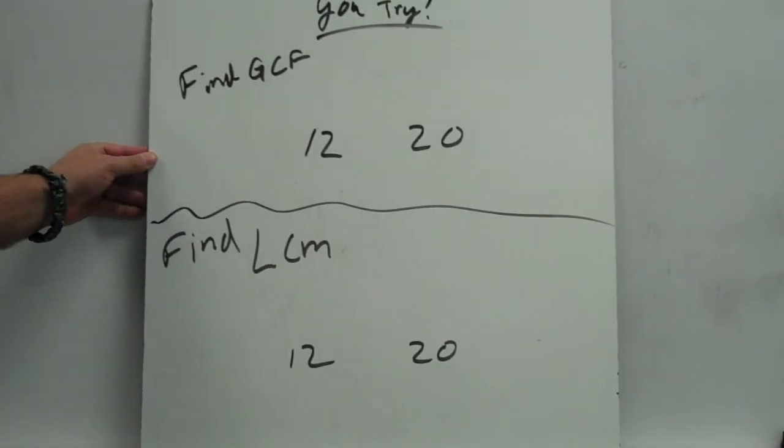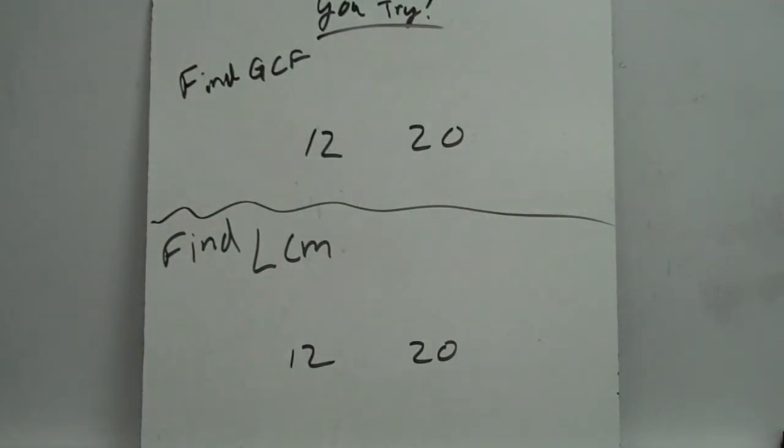Okay, let's let you guys get some practice. We're going to use 12 and 20 to find the greatest common factor up here, and then 12 and 20 to find the lowest common multiple on the bottom. Take a minute, pause the video, work through those, and we'll come back and check and see how you did.